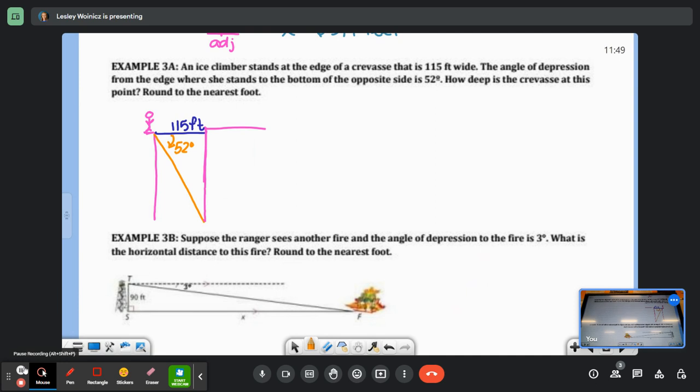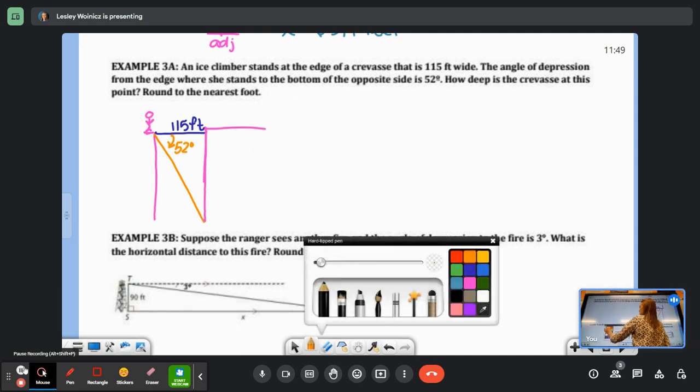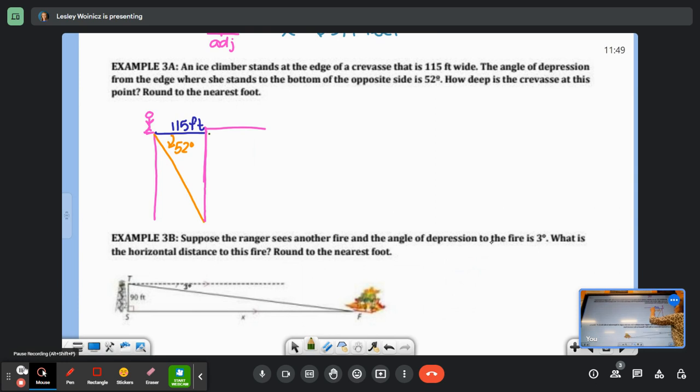Okay, how deep is the crevasse at this point? And we have to round to the nearest foot. So the depth is this right here. You see how we have a cute little right triangle? So we can just call this D for depth.